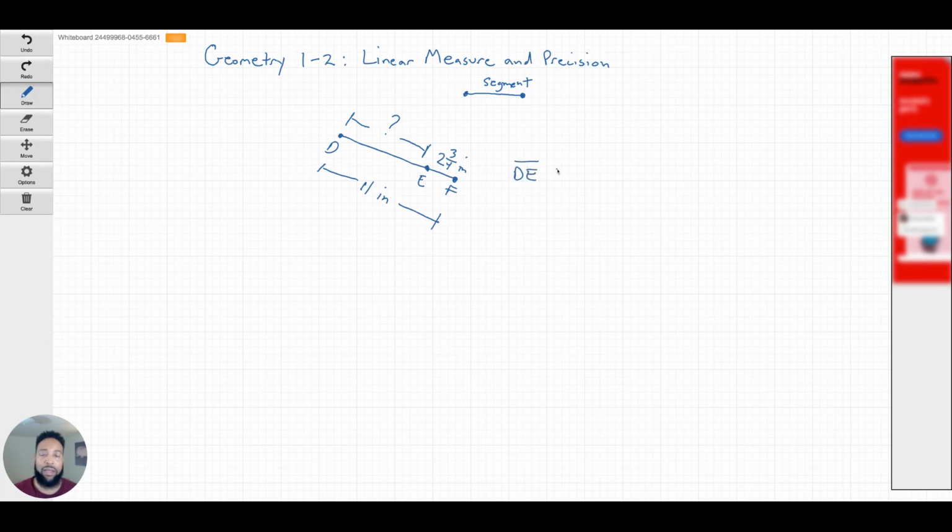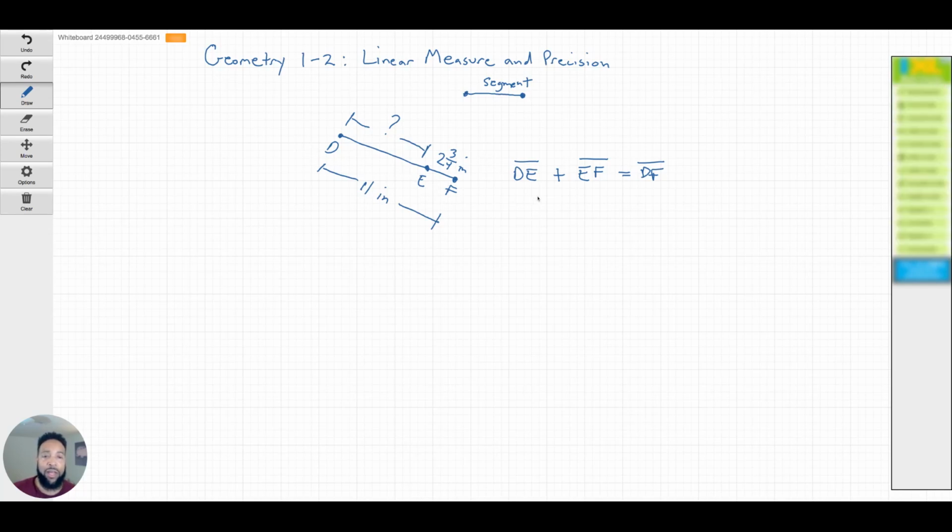DE segment plus EF segment equals DF. So you want to make sure that you can understand that and see that from a visual standpoint. D and E, which is this section here, plus this section, E and F, gives you all of this, which is D to F. Okay, so now DE is what we're looking for. So we'll say plus EF, which is 2 3/4 inches, equals all of DF, which is provided, which is 11 inches.